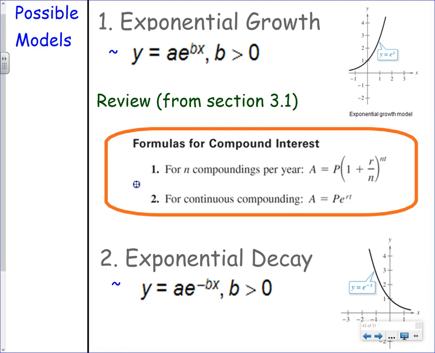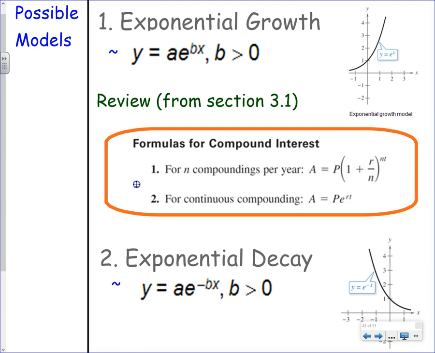Okay, so P times 1 plus r over n to the nt. The nt is small, like an exponent. And then this is P times e to the rt. In finances, A is going to be the amount of the interest, the total amount. P is the amount that you put in the account to begin with, the principal. R is the rate. N is only present in n compoundings per year.